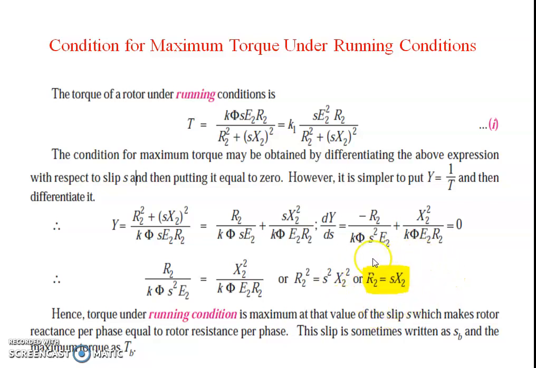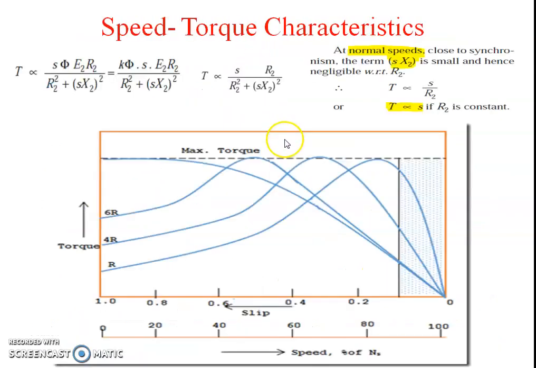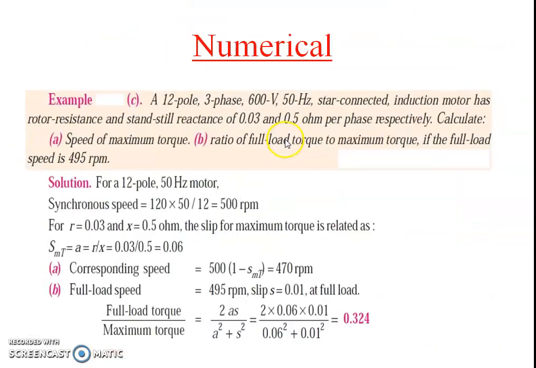So by using these conditions, we have found the value of slip here. We know this condition. In the example, in the running condition, R2 equals S into X2. If this condition is fulfilled, then we will get the maximum torque. For this particular example, they asked about the speed at maximum torque, so for that we have to know the value of speed. So the condition is R2 equals S into X2.